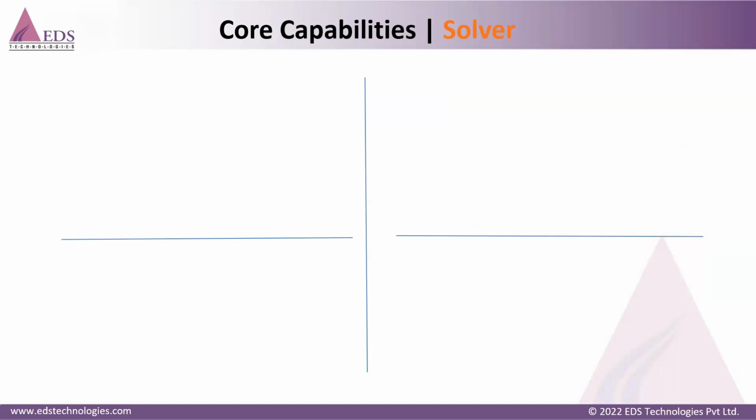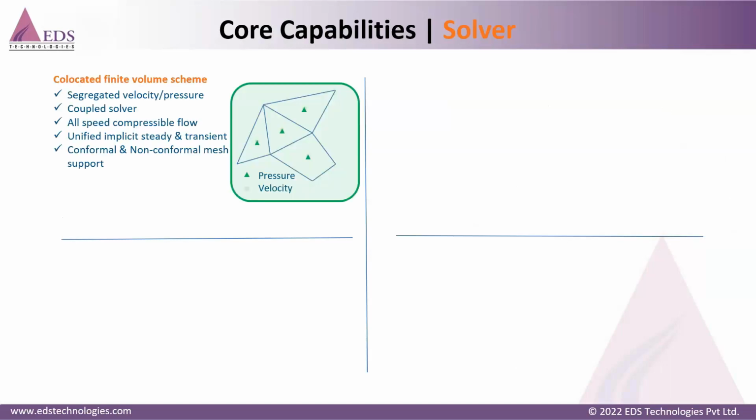Now coming to the solver, the core capabilities, so we have co-located finite volume scheme, wherein we can do segregated velocity pressure studies, coupled solvers we have, all speed compressible flow solver, unified implicit steady as well as transient.